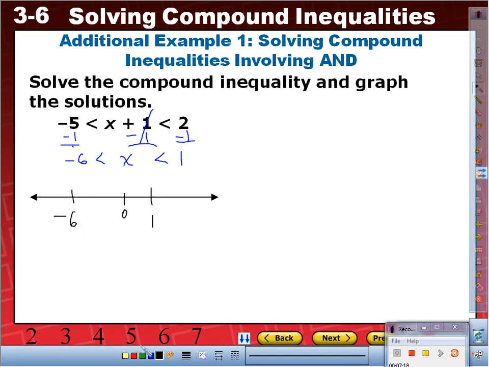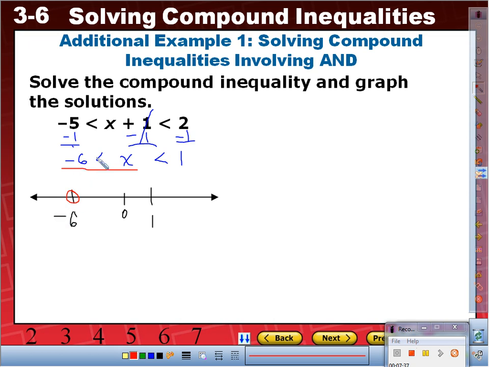-6. Okay, with red, I'm going to graph the first part. So I'm going to underline this first part of my compound inequality, and I'm going to graph that part. So check this out. -6 is less than x. So is -6 included? No, it's an open circle, right? Just to mark our spot.